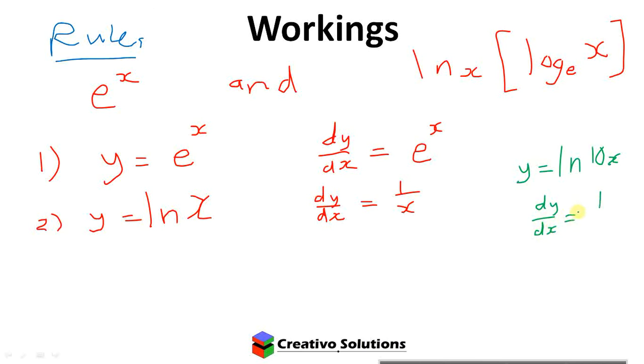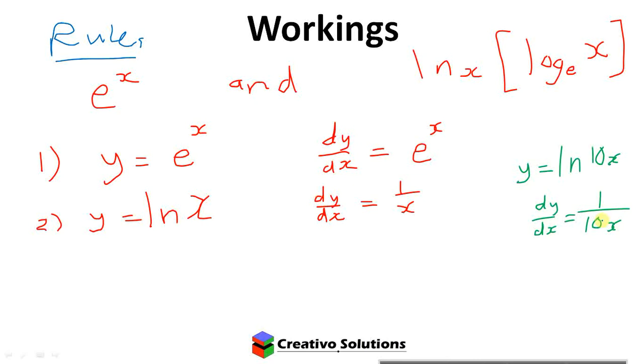It'll be 1 over 10x, do you agree? That's all. It's just writing this down in that format, and that's how you get the derivative. Is it possible to derive ln 10x? No. The only way we can derive ln 10x is if we have a rule. That's what we need to follow. Right, let's write down the last 3.